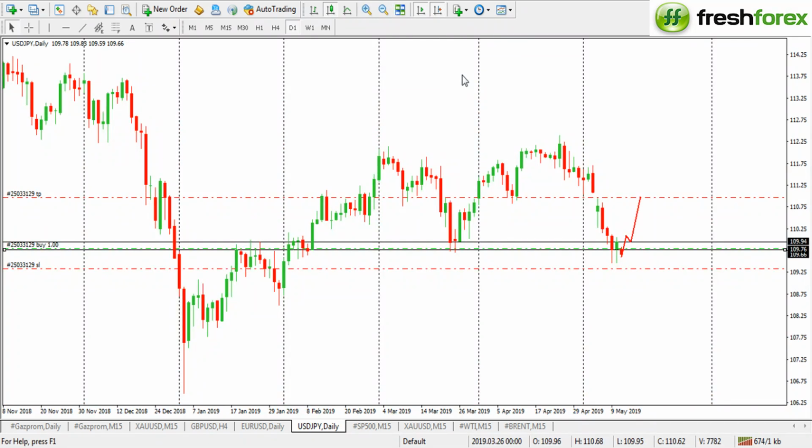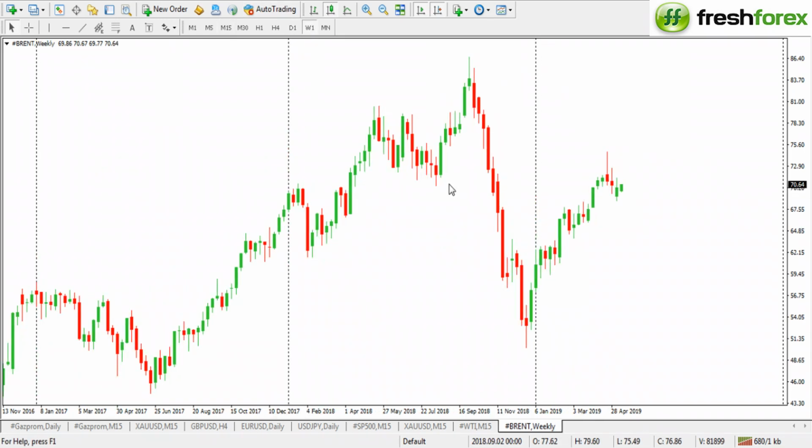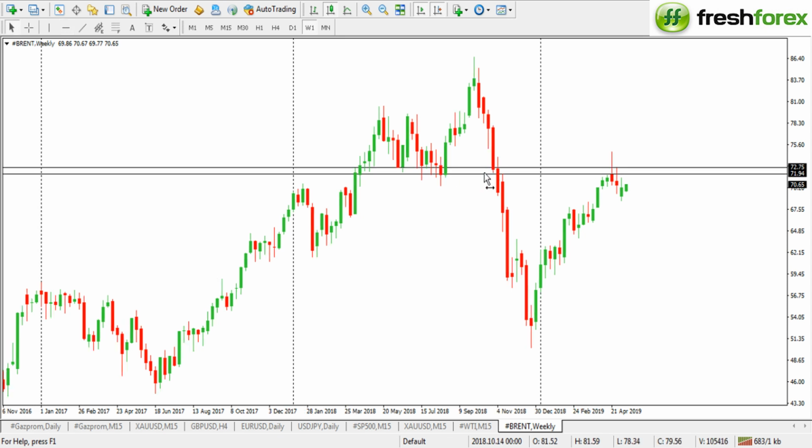So we move forward to our next chart, and that should be Brent oil. Previously on Brent oil, we were actually looking for a sell. We want to see how it went. We had our level here, there.